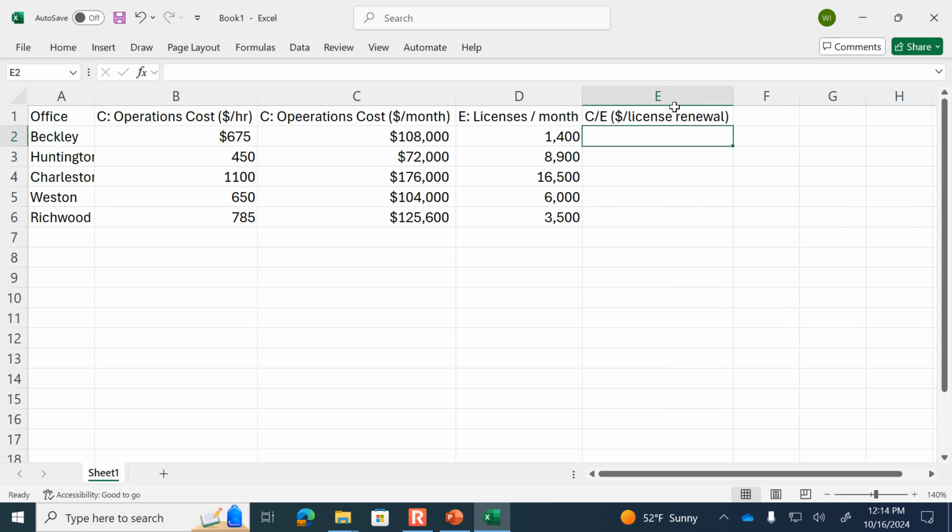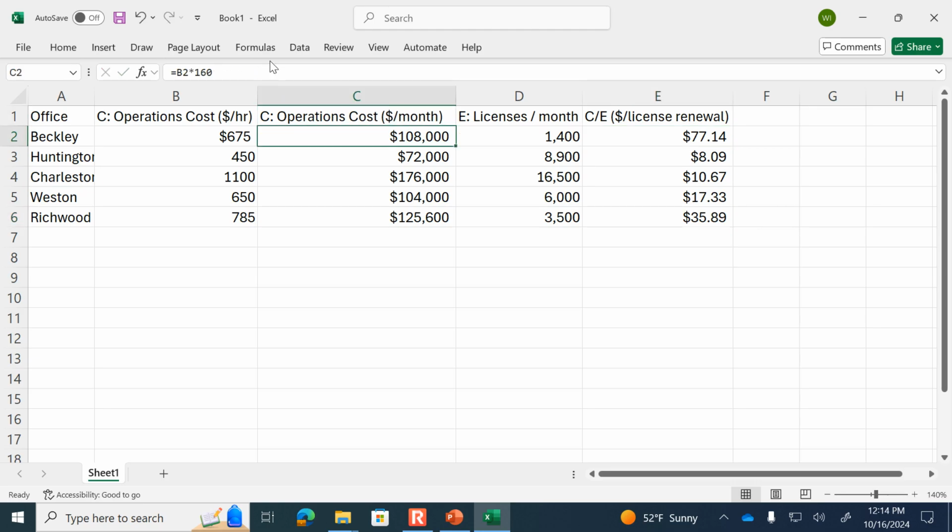Okay, so cost in the numerator, have the operations cost, the licenses per month that are being processed in the denominator here. And so let me ask you this. With these values, do we want to have a high number or a low number? What's considered good here? High or low? Why is low better? It means less cost compared to the efficiency.